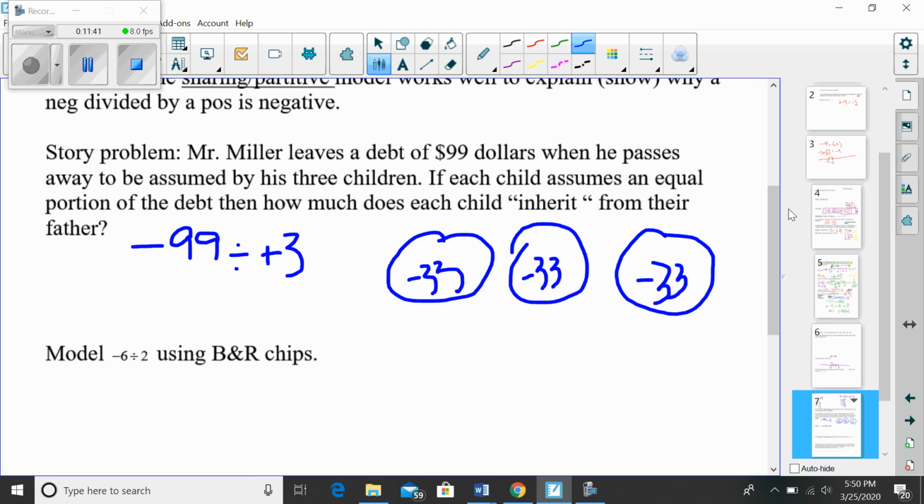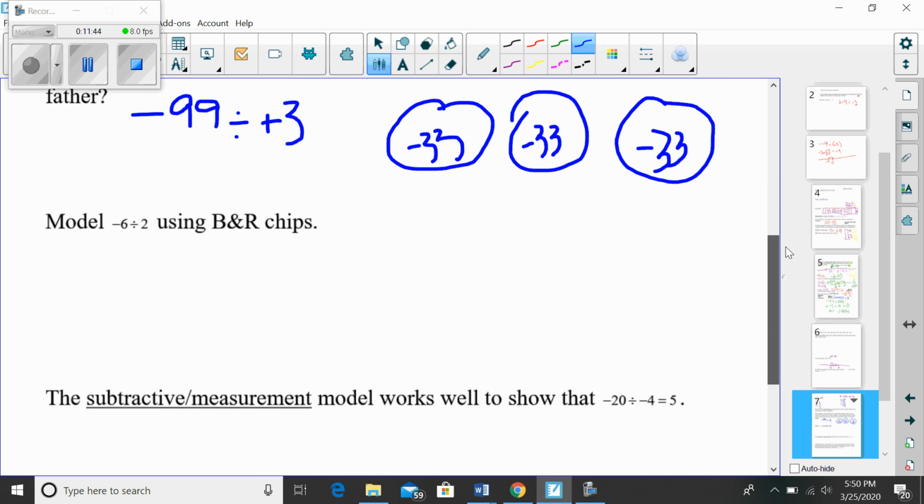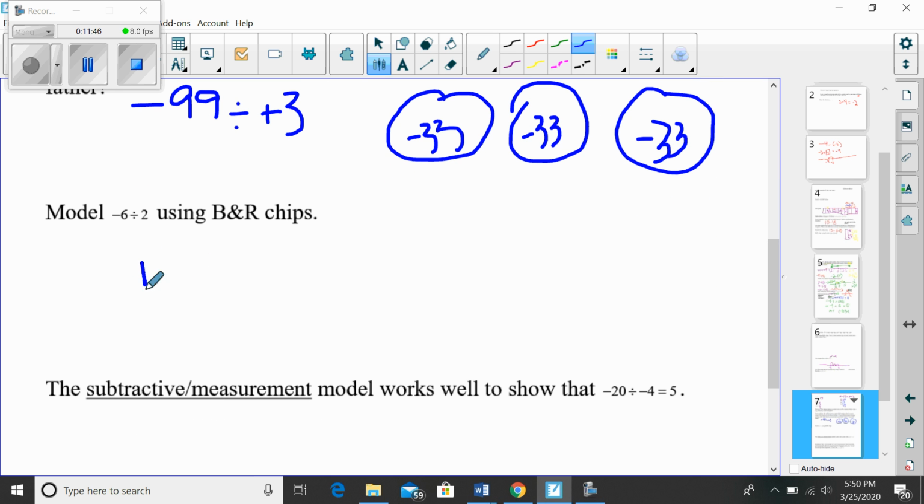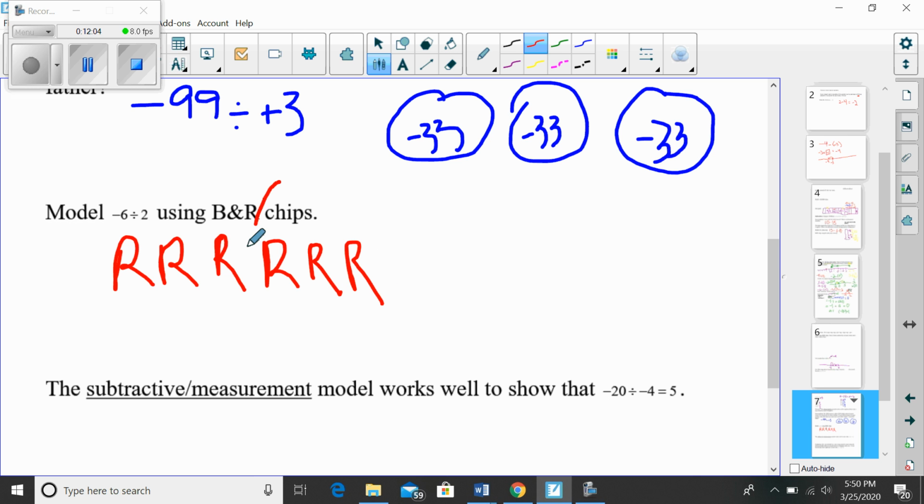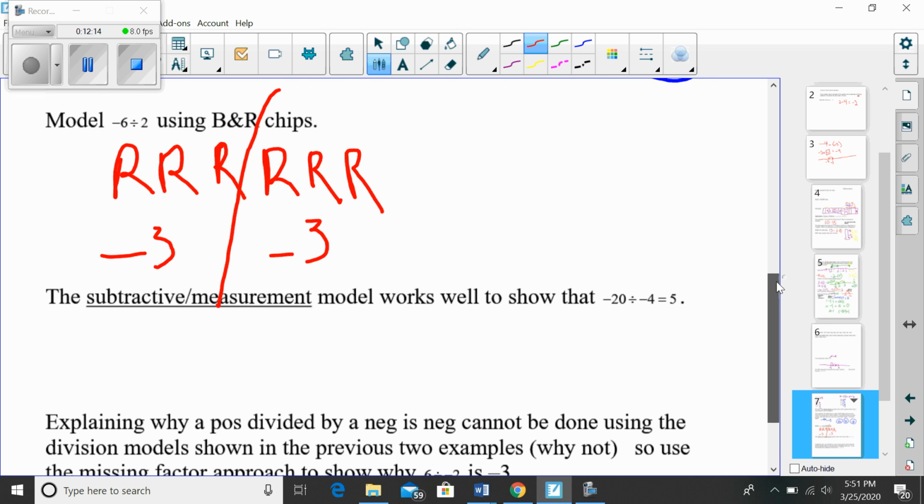Okay, and the video talks about multiplying. I didn't do anything with division, but I can see if I had 6 red chips. I feel like I should be using red when I talk about red chips. And I want to divide that by 2. Okay, so again, there's my negative 3. There's my negative 3. All right, so that would model well.